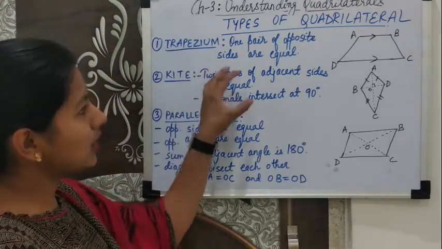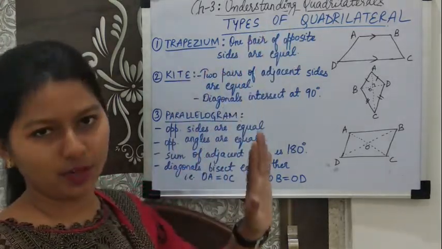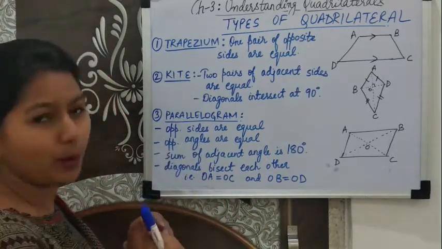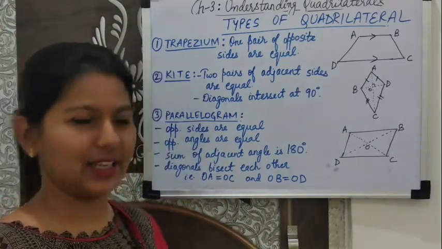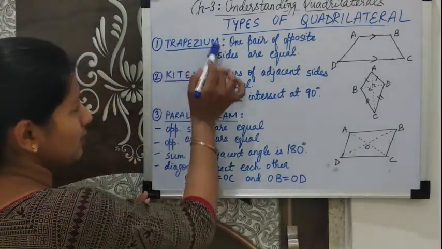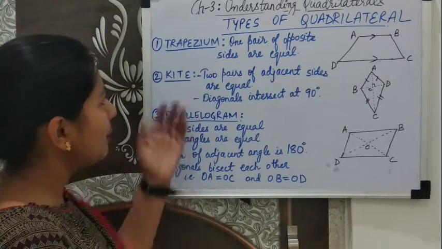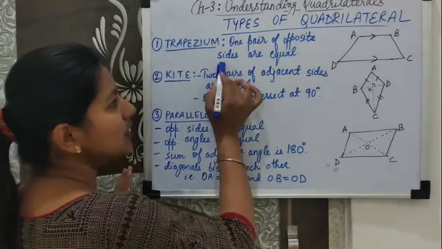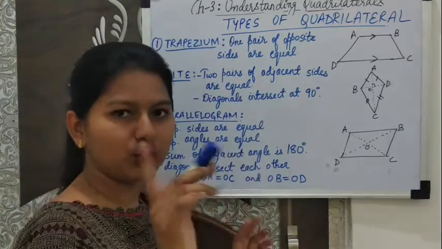First of all, this is the first type of quadrilateral, that is trapezium. This is the quadrilateral with the minimum number of properties. Fine. As soon as you move ahead, the number of properties will go on increasing. So this is trapezium. This name is quite new for you, but this is the simplest quadrilateral, you can say, because in this quadrilateral you have to remember only one property.